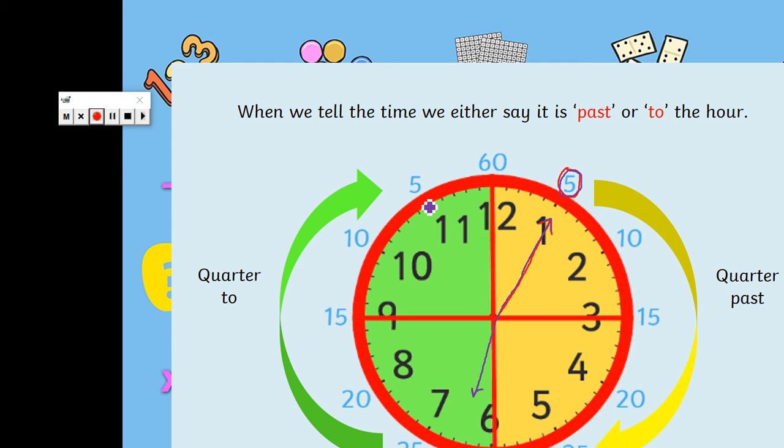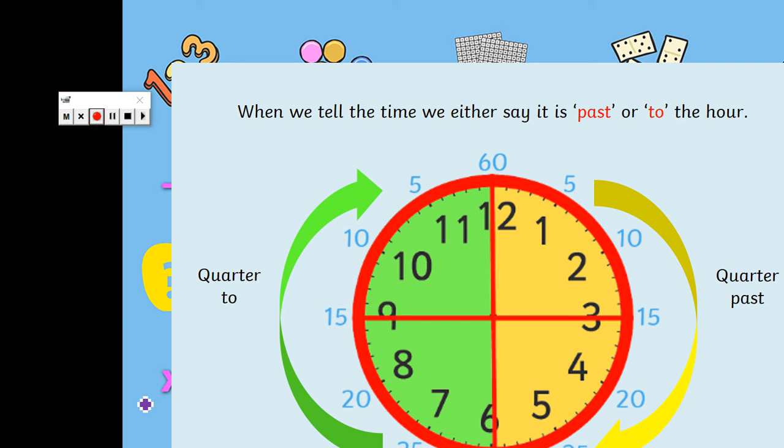If you have said it's 5 minutes past 6, you are absolutely right because that hand hasn't reached number 7 yet. So it's not 7 o'clock. So it can't be 5 minutes past 7. It's 5 minutes past 6. So well done if you've managed to get that right.